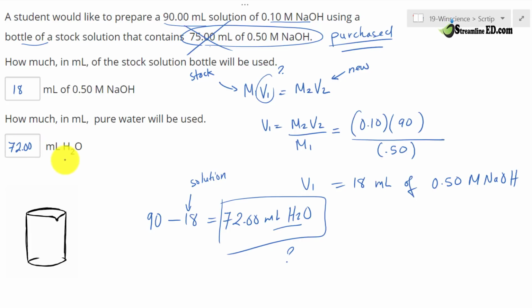And that's how we prepare a solution from a stock solution that is more concentrated. And the same process again, we need to add in the water first. So in this case, 72.00 milliliters of H2O, followed by 18 milliliters of 0.50 molarity NaOH. So again, water always first.